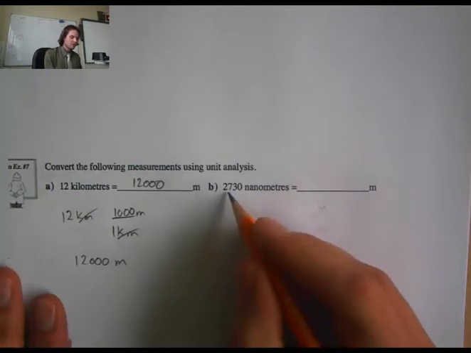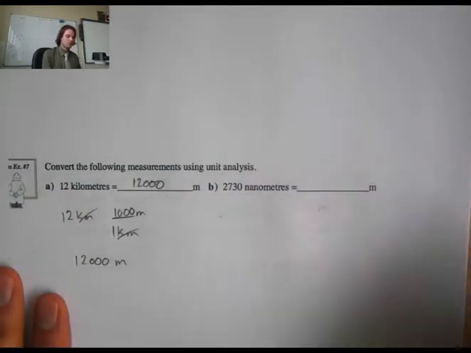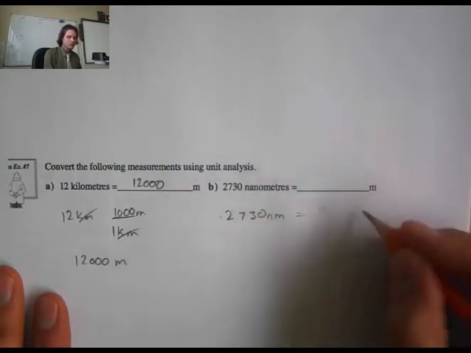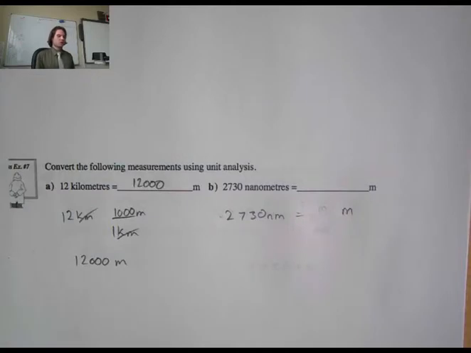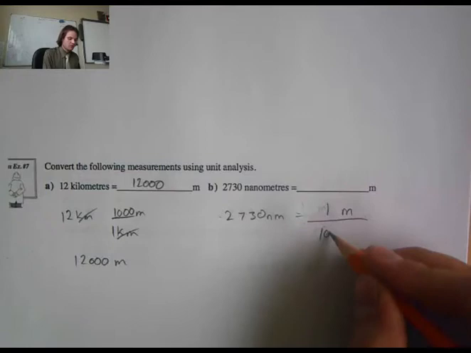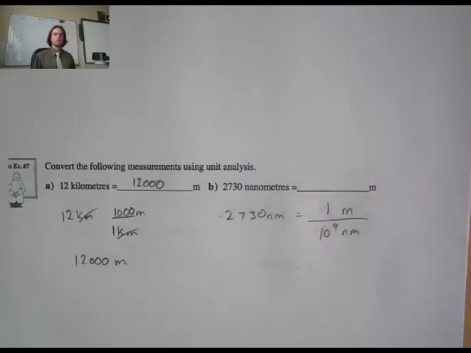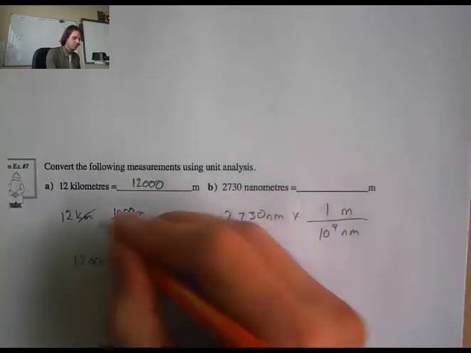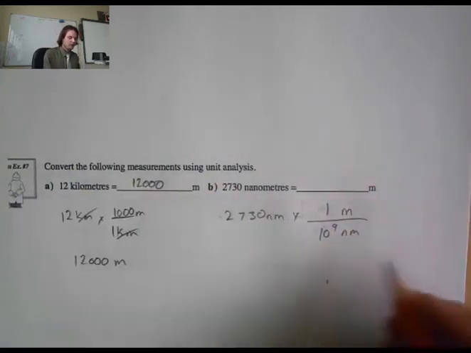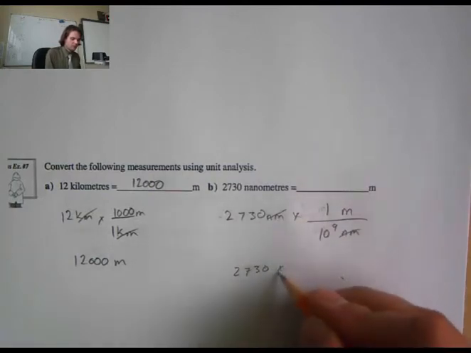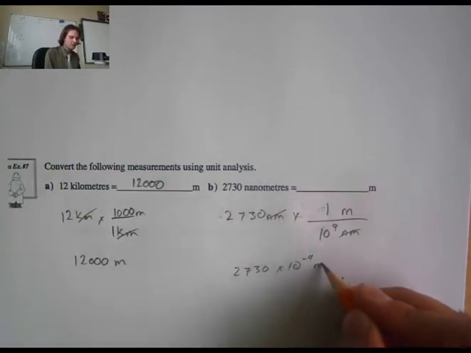We have 2,730 nanometers to meters. So we have 2,730 nanometers, and we want to convert that to meters. Okay? So 1 meter is equal to 10 to the 9 nanometers. Okay? We move it over 9 times. So we're going to multiply by this, just like what we multiplied here. So we're going to end up dividing that by this. So we're going to have 2,730, and these will cancel off. We're left multiplied by 10 to the negative 9 meters.